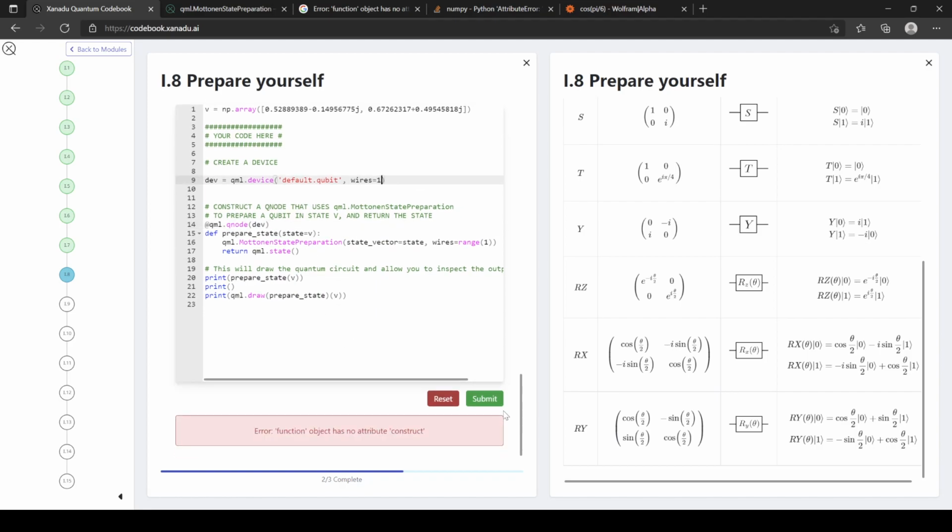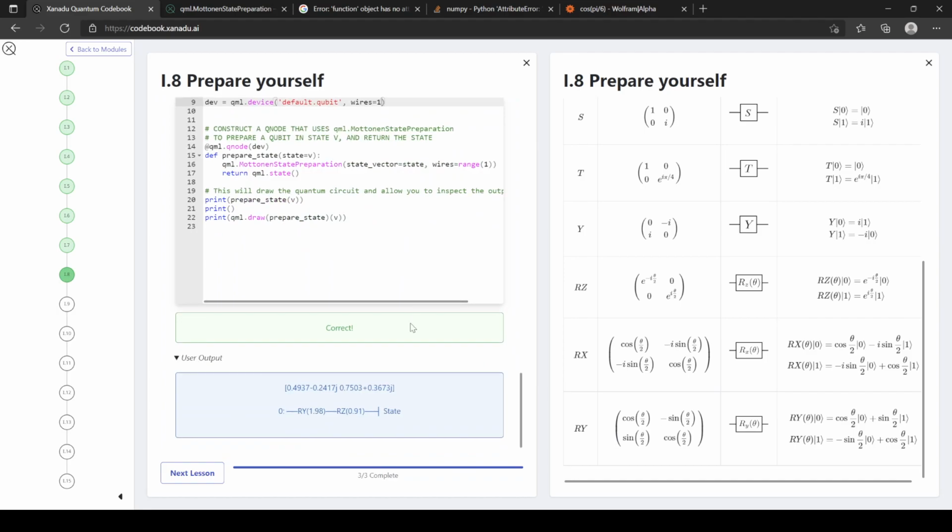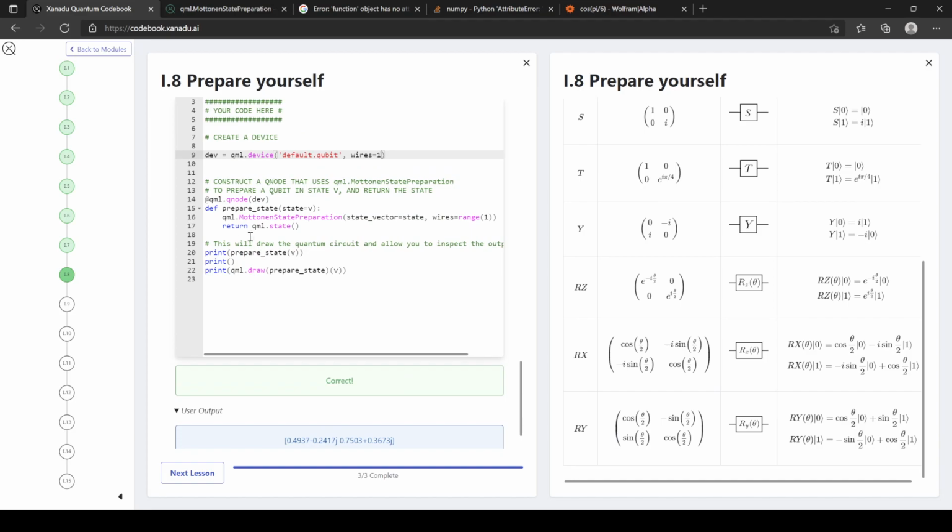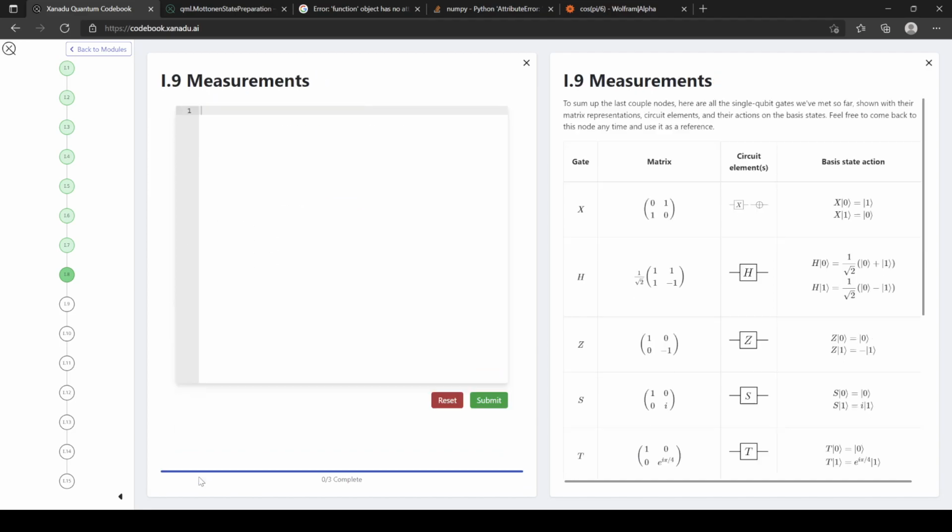So this is just a function. Sorry for the confusion, but I was confused there. I completely forgot you have to do this whole device thing. All right, but we got it. We did it. Next lesson.